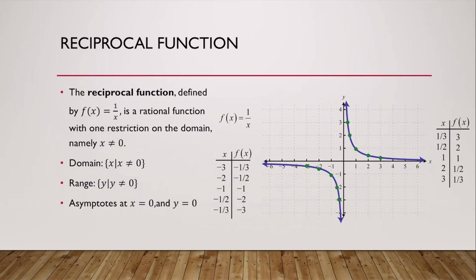We also have the reciprocal function. This is a rational function, meaning it's expressed as a ratio. If f of x equals 1 over x, this is our rational function, and the domain in this case doesn't include 0. Remember, for rational functions, we always have to set our denominator equal to 0, and once we solve that equation, it will tell us what values to exclude from our domain.